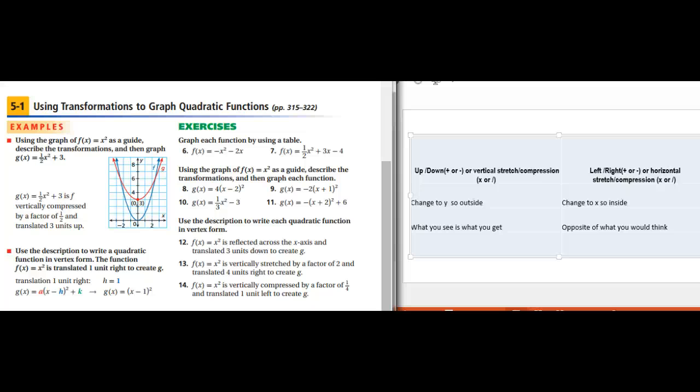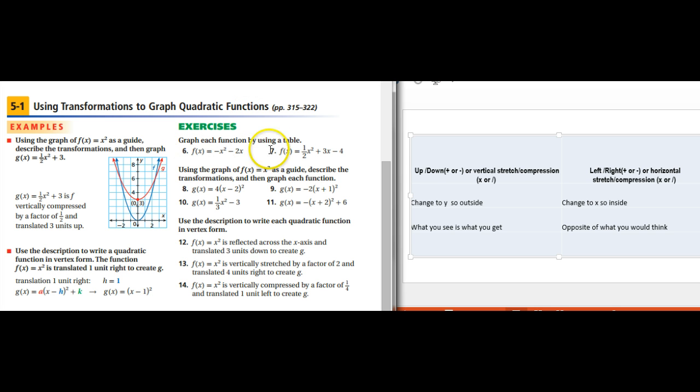Hey, this is just a quick Chapter 5 Algebra 2 review. I'm going to do a couple examples from each section. So let's start with Section 1. Section 1 was all about transforming the quadratic or the parabola and also graphing it using a table.